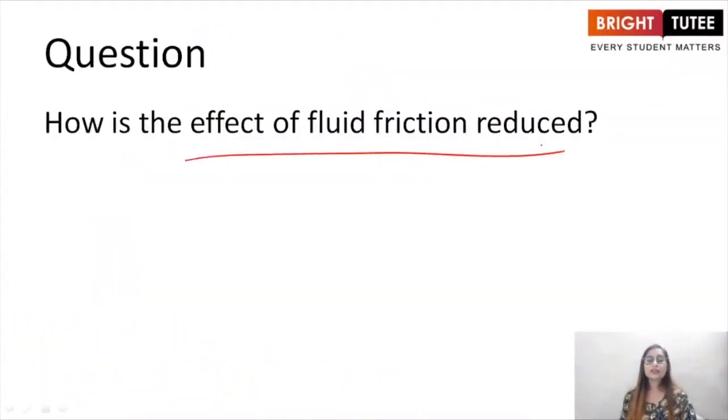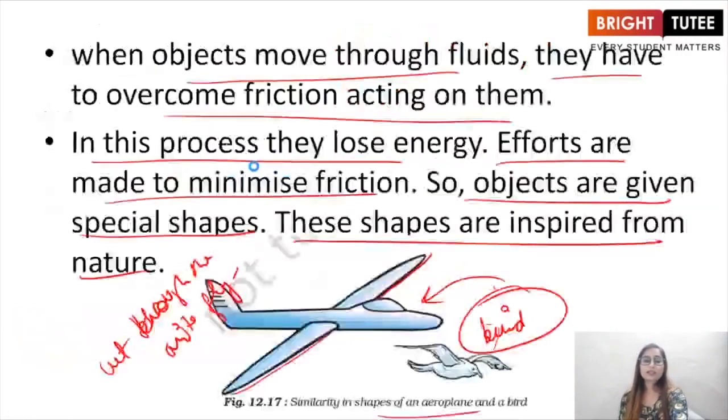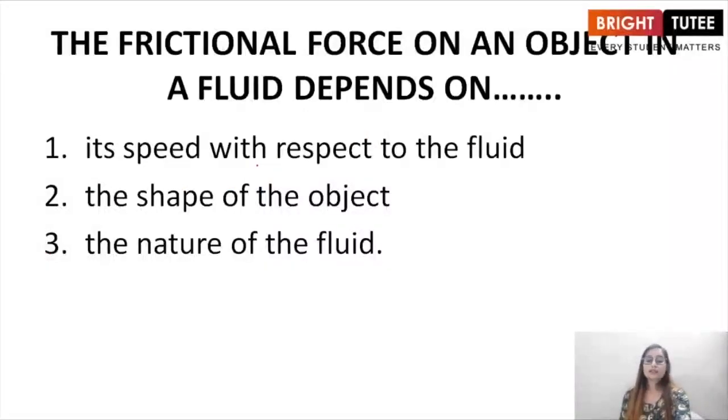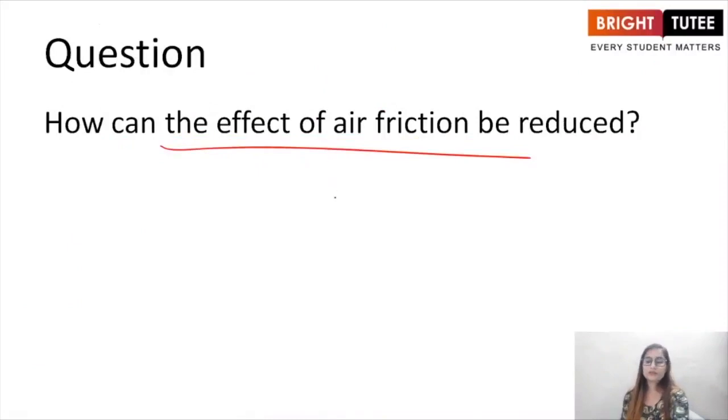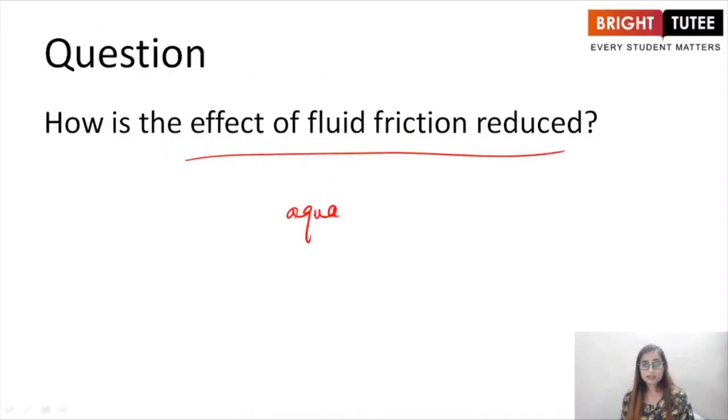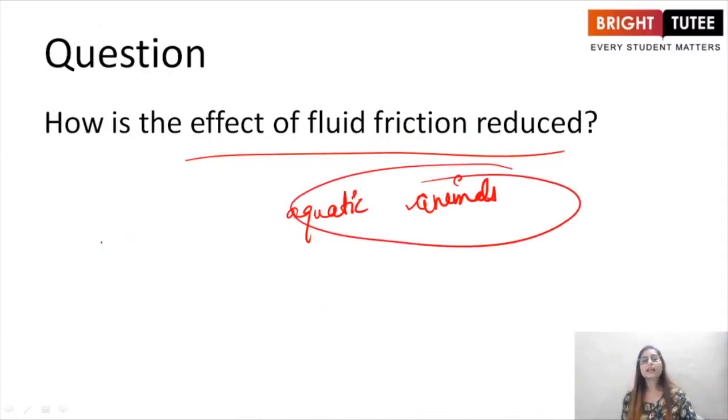Now, how is the effect of fluid friction reduced? This is basically a similar topic. Here also, we do certain things, such as taking the shapes of different objects. We also depend on the shapes of aquatic animals for that. For example, we have submarines, right? Their shapes are kind of like aquatic animals, like fish, you can say.